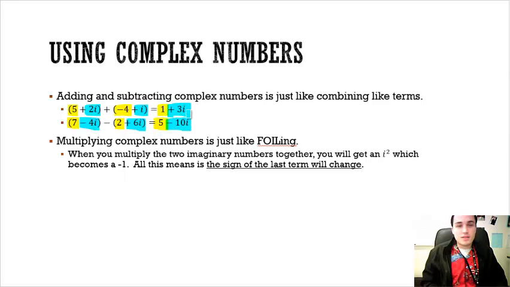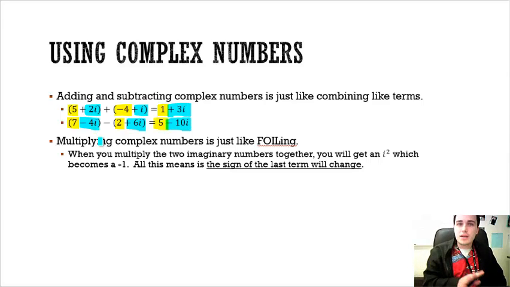And so that's just combining like terms, basically. Multiplying complex numbers is just like foiling, exactly using the FOIL process. And there's one little thing that is important to mention, and that is when you multiply two imaginary numbers together, you will get an i squared. Okay, if I take i times i, I'm going to get i squared, and as we saw in the previous slide, i squared is -1.